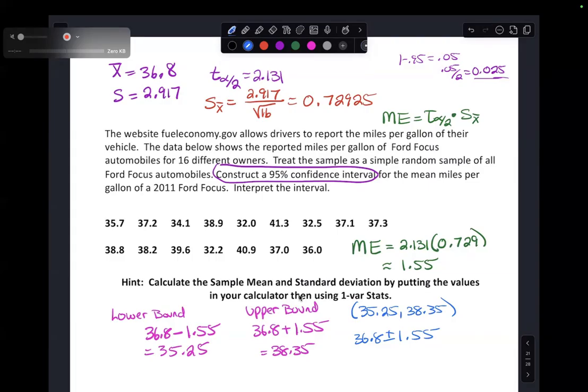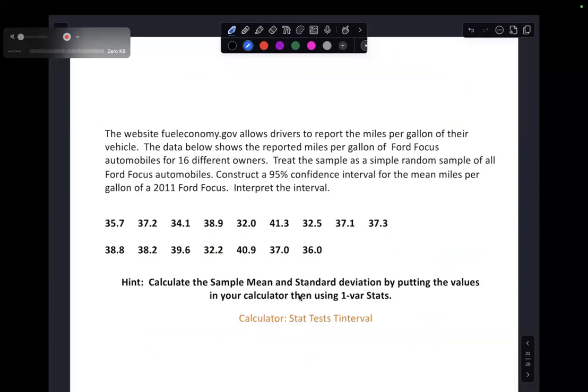Questions so far? I'm going to give you a calculator function in just a moment. Actually, I'm going to give you two because I'm fancy like that. Okay. This is still the same Ford Focus thing. This right here is your money. This is the money right here. The calculator function is called t-interval. Or if you want to call it tinterval, you're more than welcome to, but it's t-interval. That's what it is called.